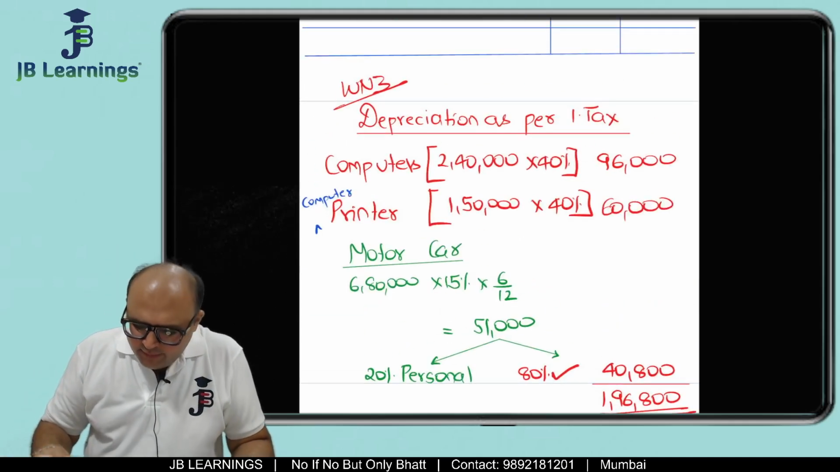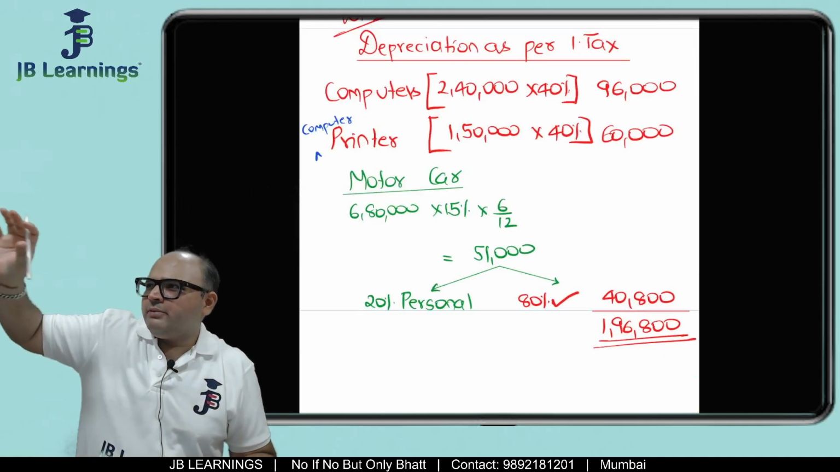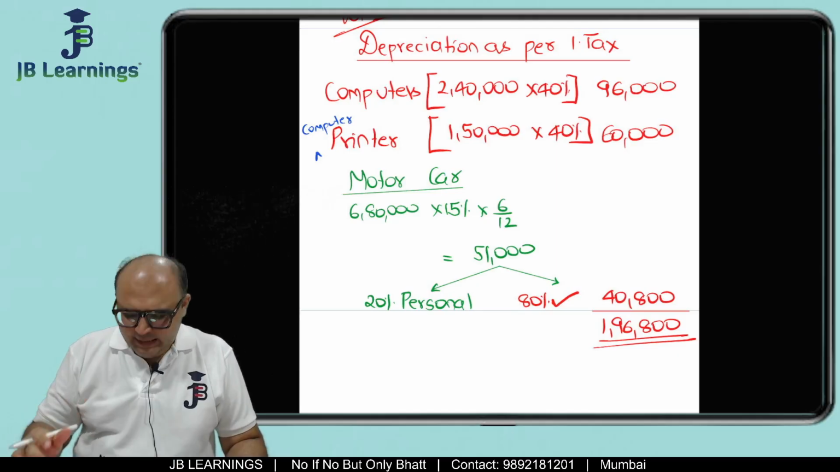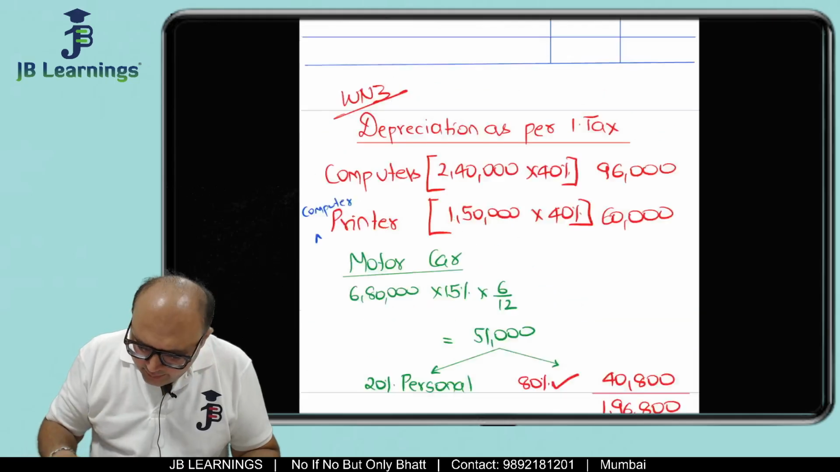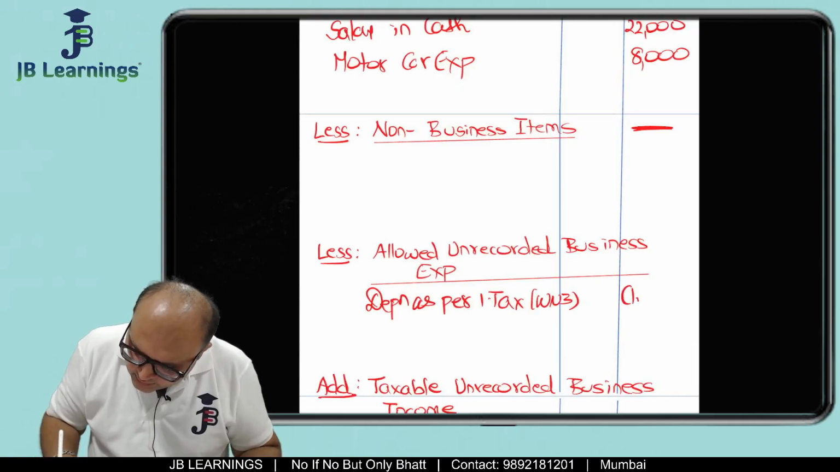So this is the way. Now, normally what we do is in depreciation, we do opening WDV, we add purchases, less sales. But in this question, that was not required. So if it is not required, we are matured enough, you can do it directly also. So 196,800 is the depreciation which is as per the Income Tax Act. So this is 196,800. Correct.